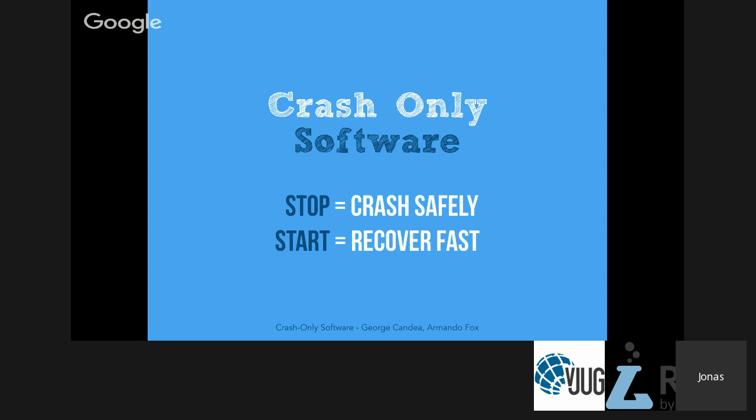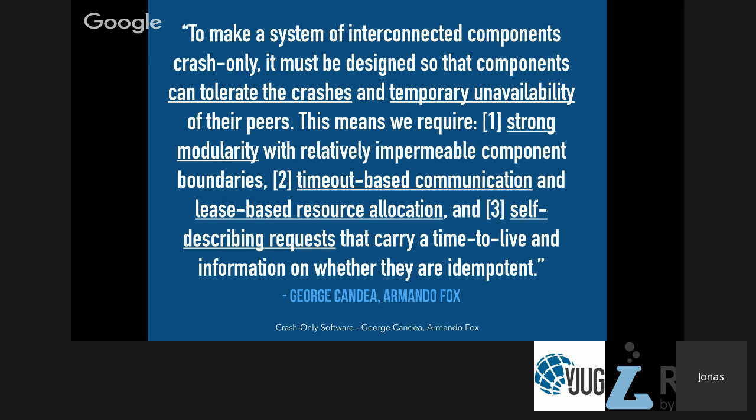And a great quote from this paper as well, talking more about protocols that I will touch on a little bit later. But since it's from this paper, I still want to quote it. They say that to make a system of interconnected components crash only, it must be designed so that components can tolerate the crashes and temporary unavailability of their peers. This means that we require 1, strong modularity with relatively impermeable component boundaries. 2, timeout-based communication and lease-based resource allocation. And 3, self-describing requests that carry time to live and information whether they are idempotent. I really believe this is the way we should design protocols. There's a lot of wisdom here.